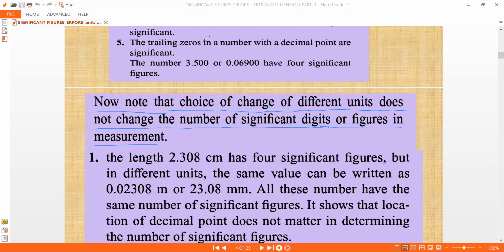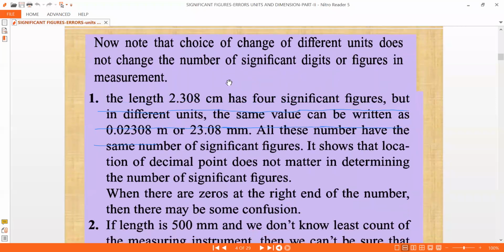And now let us take up this example. The length here, 2.308 centimeters, has 4 significant figures. So it's understood, I'm confident up to these 3 decimals. The 4th decimal I'm not confident. So 2.308, 4 significant figures. But in different units, the same value can be written as 0.02308 meters and 23.08 mm.